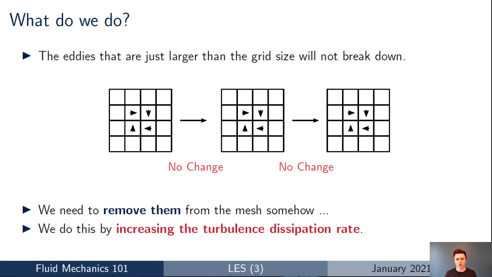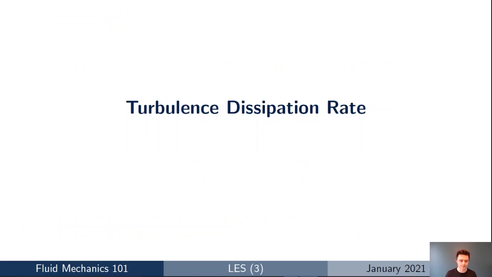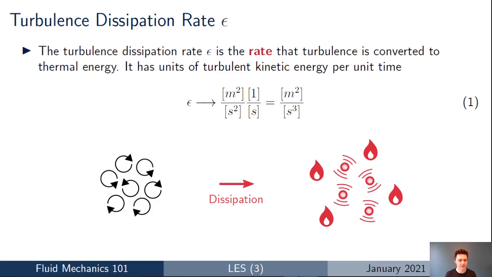But so far in the talk, the key point that you need to take away is that these eddies, which are just larger than the mesh size, we need a method of removing them from the mesh to bring down our turbulent kinetic energy. And as I've said, we're going to be doing this by artificially increasing the turbulence dissipation rate. That's the method that we're going to use to remove and take out these small eddies that can't be dissipated. And I imagine for some of you, you may not be very confident with the idea of turbulence dissipation rate. So I'm just going to do a quick 1 or 2 slides to bring you up to speed so that you know what we're talking about here.